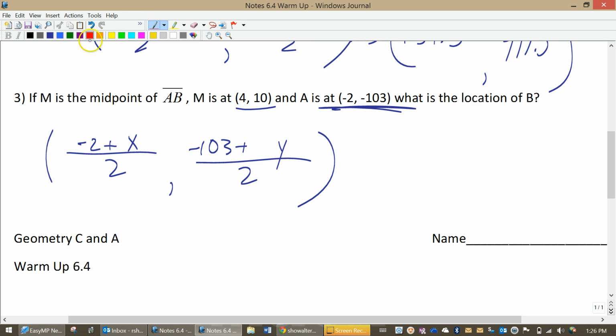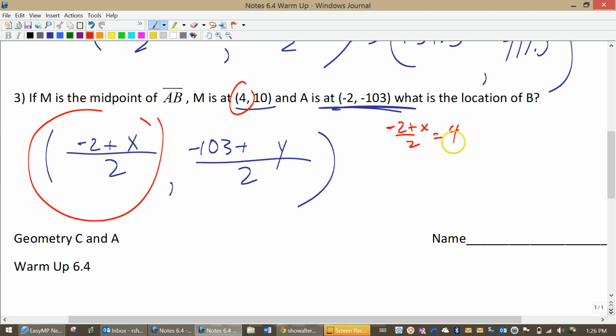Well, if you understand the way that midpoints are, this then represents the x-coordinate of the midpoint, which is the same as that, which is 4. So those two things actually equal each other. And we can solve that. Multiply both sides by 2. So the x-coordinate of the other endpoint is going to be 10.